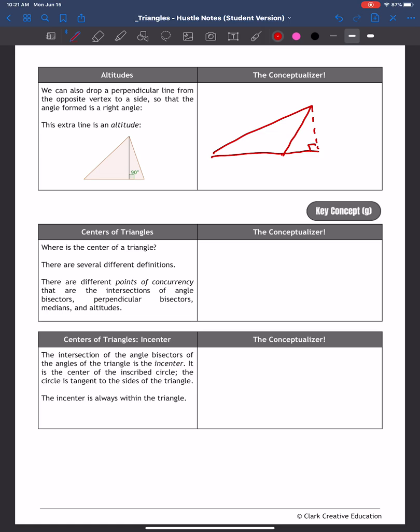The center of a triangle. There are different points of concurrency that are the intersections of angle bisectors, perpendicular bisectors, medians, and altitudes. The line can be drawn through any of these points of concurrency. The Euler line is a line that contains all of these points and intersections. So basically, just remember your Euler line contains all of these intersections.